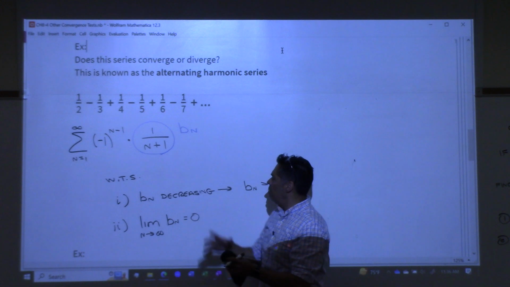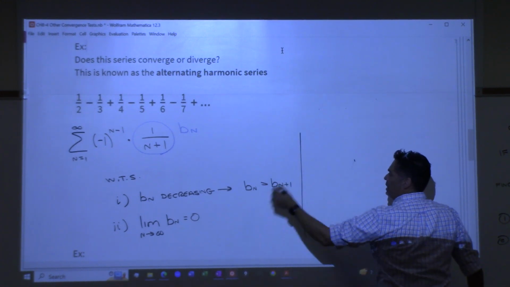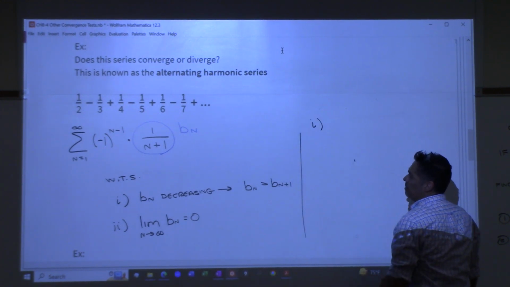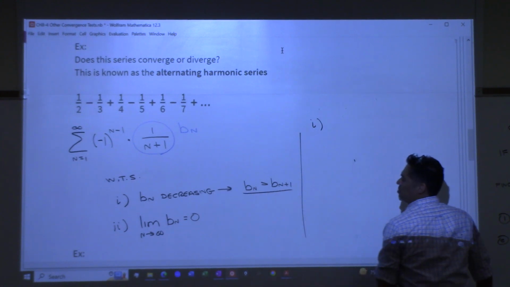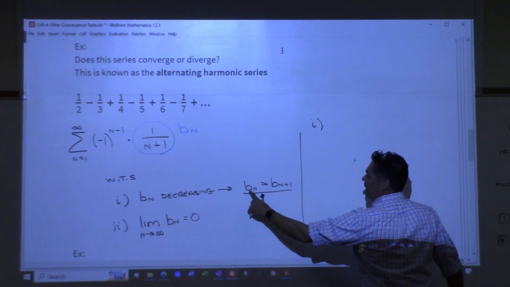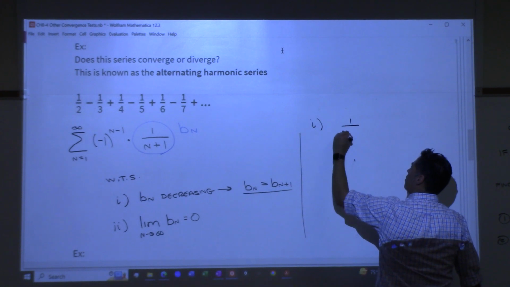So this goes to 0. Let me go through these. So part 1. Let me show it's decreasing. So I need to show this, right? I need to show that that's true. So B sub n is that formula 1 over n plus 1.